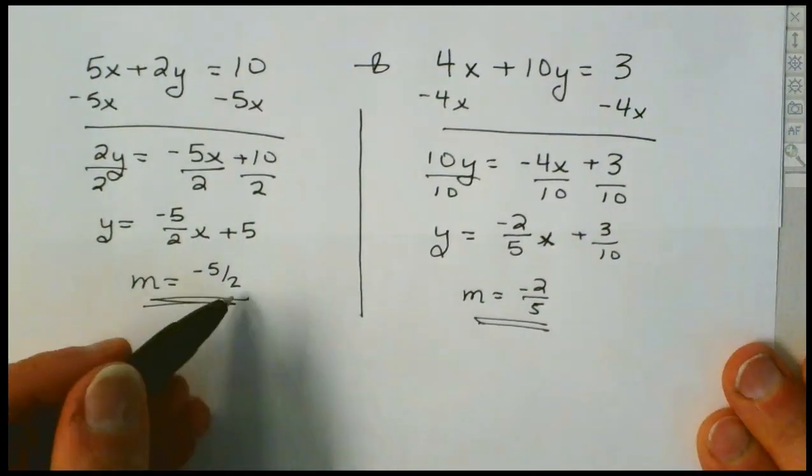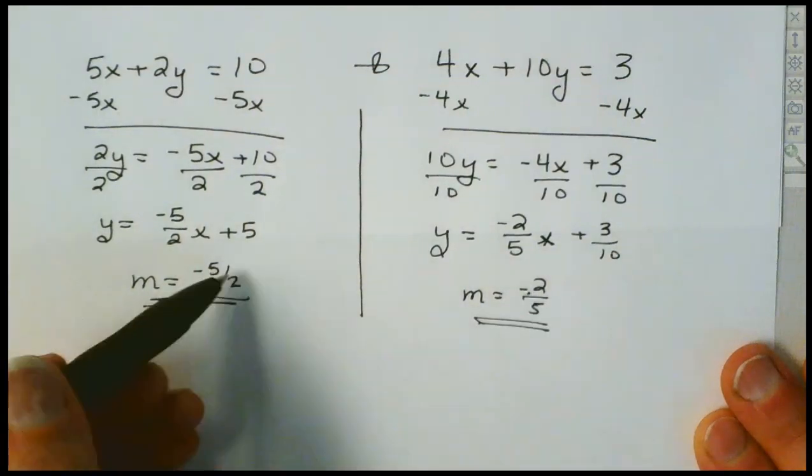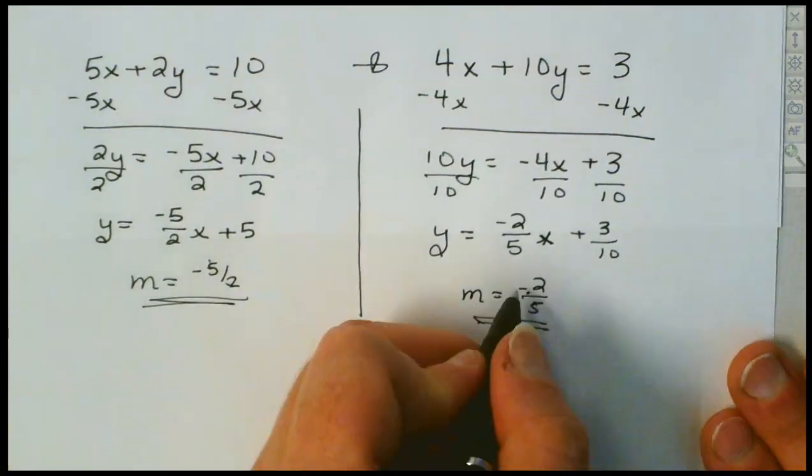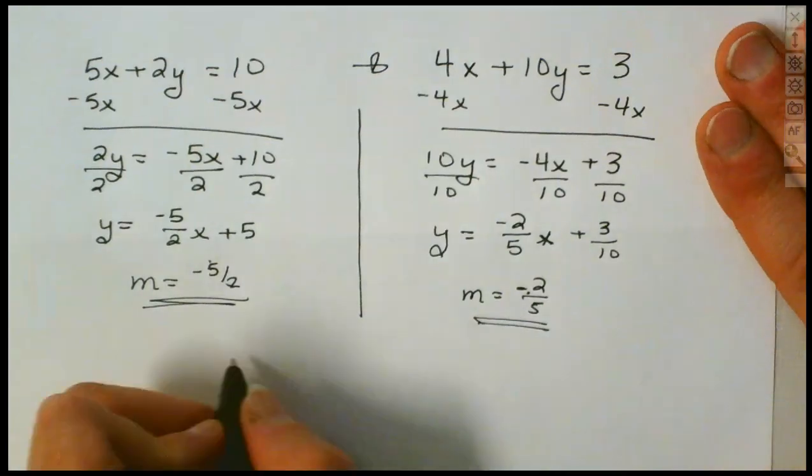Well, they are reciprocals, right? If I flip this fraction over, I get this fraction, right? But what do you notice about the signs? The signs are the same. They need to be opposite. They need to be different. So these would be neither.